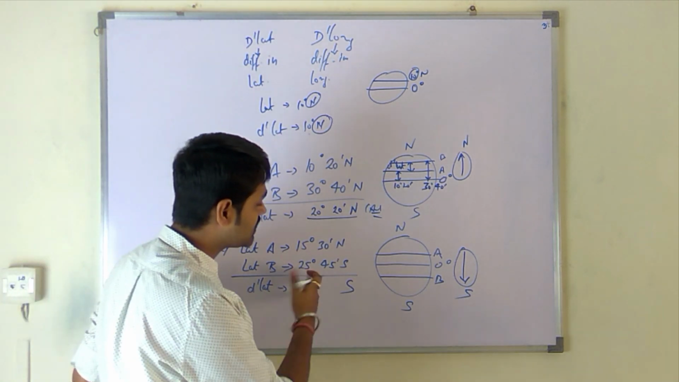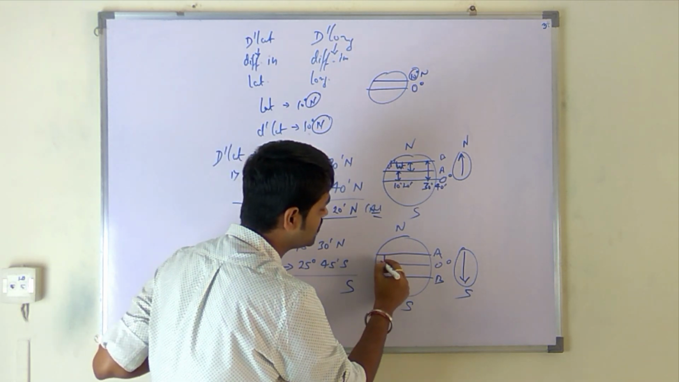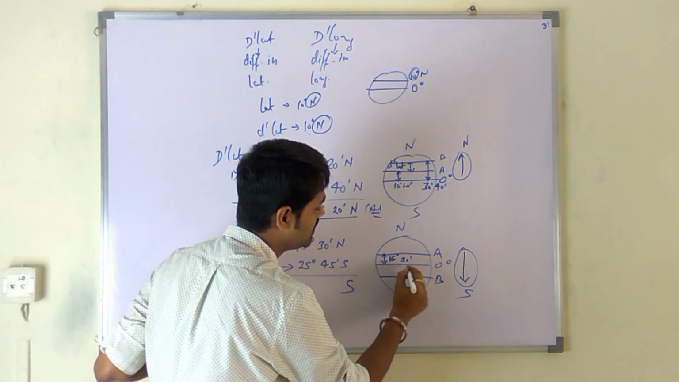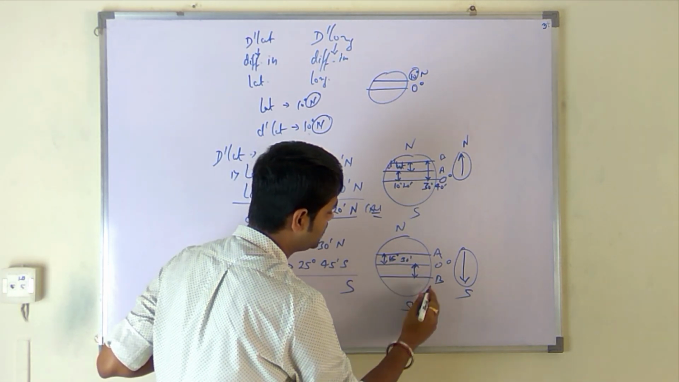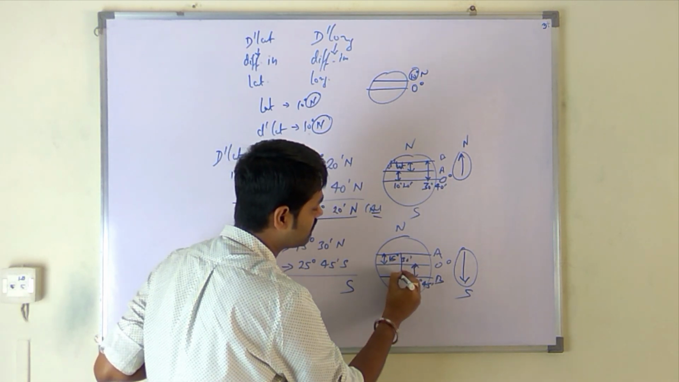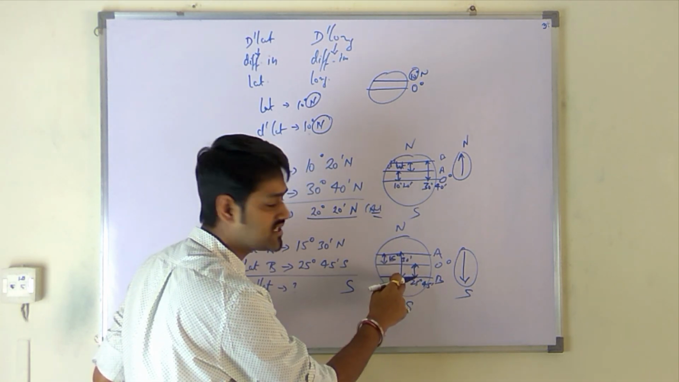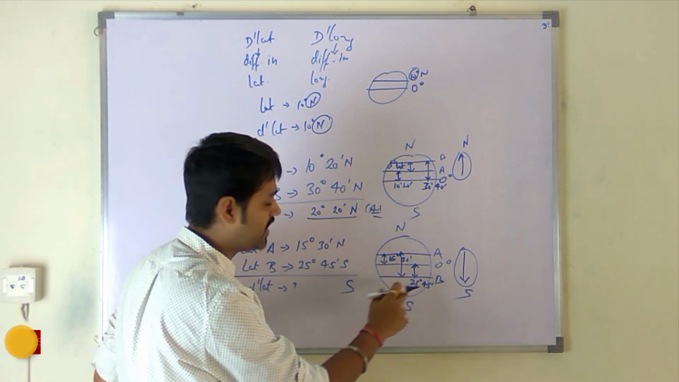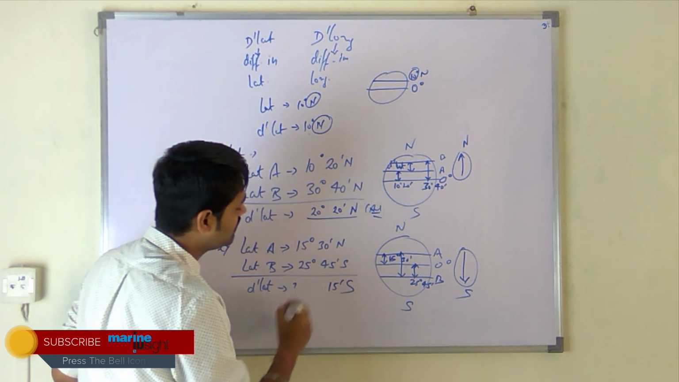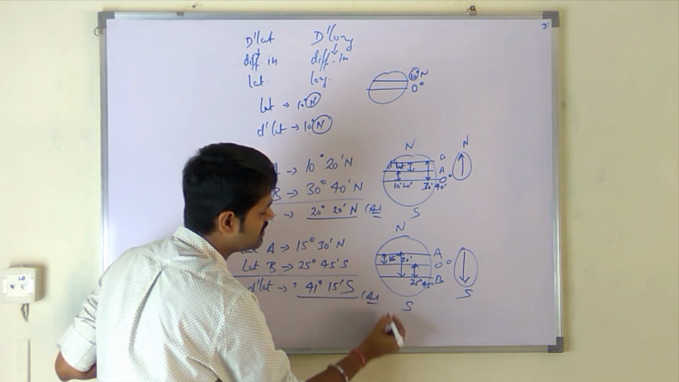Now I need to calculate again the magnitude. For magnitude I'll again apply mathematics. From 0 to A this value is 15 degrees and 30 minutes, and from 0 to B this value is 25 degrees and 45 minutes. Now I need to calculate this. From the figure itself it is very clear, for calculating this value as DLAT I have to add these two values. So I do the same over here. This comes out to be 15 and this comes out to be 41. So now this becomes my answer.